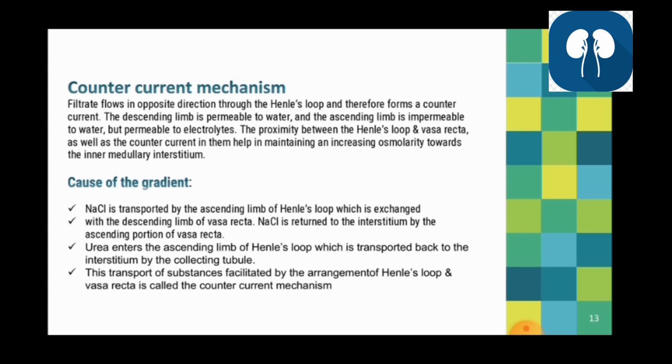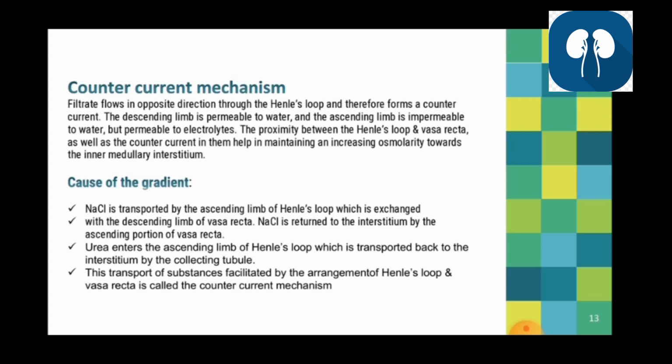Now the proximity between the Henle's loop and vasa recta as well as the countercurrent in them help in maintaining and increasing osmolarity towards the inner medullary interstitium. Osmolarity goes from 300 milliosmol per liter in the cortex to about 1200 milliosmol per liter in the inner medulla. Now children, the gradient is mainly caused by NaCl and urea. So this gradient that develops is mainly because of NaCl and urea.